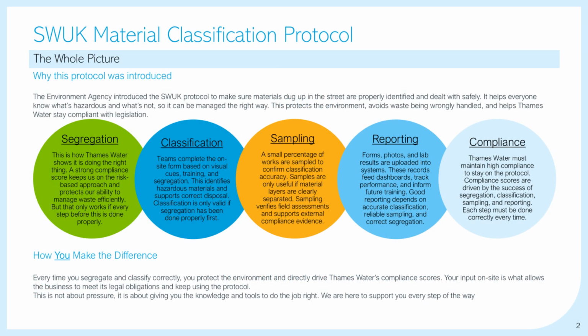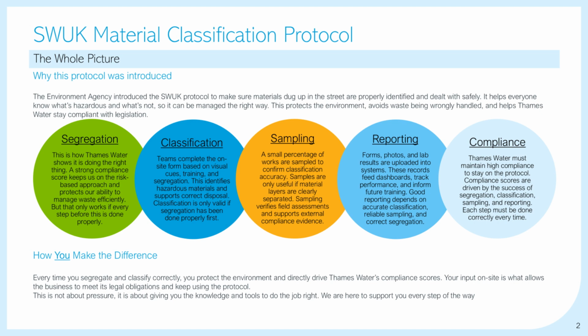Before a team even arrives on site, a desktop risk assessment will already have been carried out. This checks for any known risks nearby, like old petrol stations, landfills, or previous sample results. It is not the site classification itself, but it gives the team an early heads up that hazardous materials might be present. You will see this information on your PDA before starting the job.